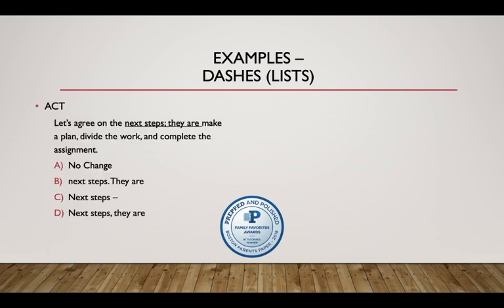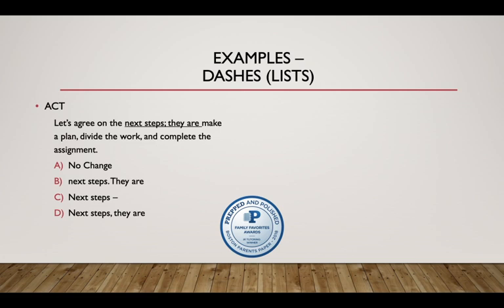How so? Well, if we take a look at this, let's agree on the next steps. They are make a plan, divide the work, and complete the assignment. Seems pretty direct. Now, I know for a lot of you, you are dealing with online classes in some capacity, so I'm sure that making a plan, dividing the work, well, it might not be easy, but completing the assignment is essential, even if you guys have a pass-fail system at your school. It is very important to still complete the assignment and do it well.